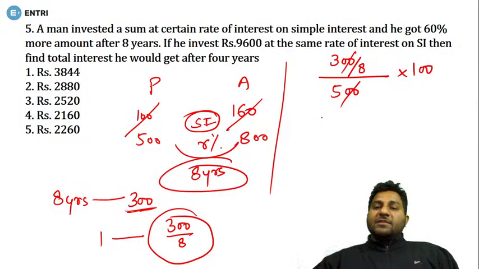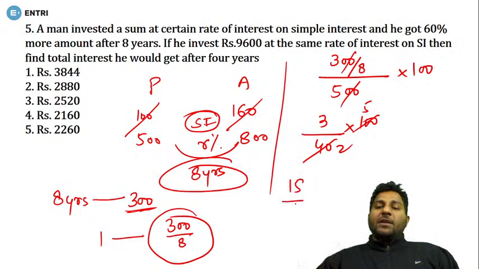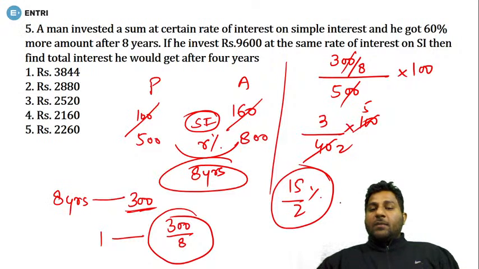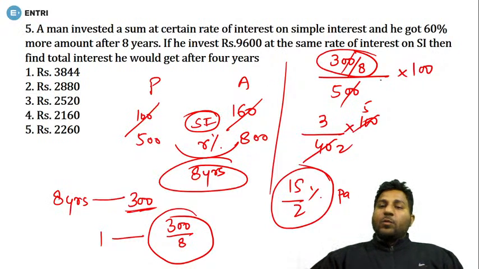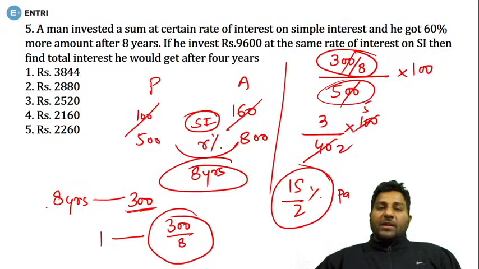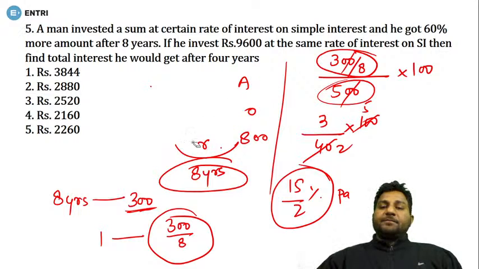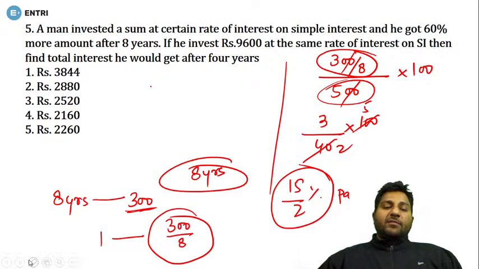So we can clearly see 3 by 40 into 100, which means 2 and 5, which means 15 by 2 is the rate percent per annum, because we have compared with only 1 year's interest. Only 1 year's interest, which means we must have compared on principal as well. So what should we do? Let's go to the real data.